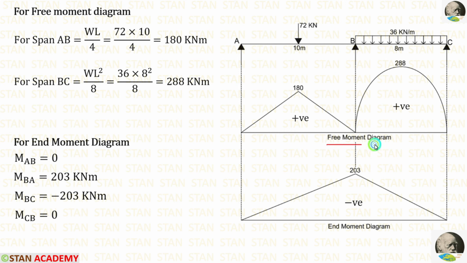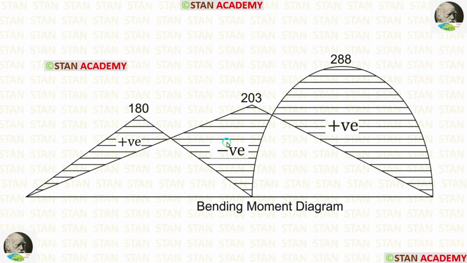We have made the free moment diagram and end moment diagram. Now let us combine both of them and draw the bending moment diagram. After combining, wherever they are acting alone without mingling, we have to mark them. Here we are having the free moment diagram alone, so we are marking as positive. Here end moment diagram, so negative. Here free moment diagram, so positive. Then we have to mark the values also.